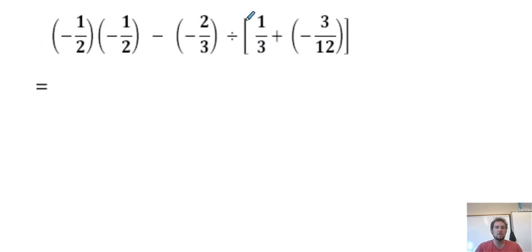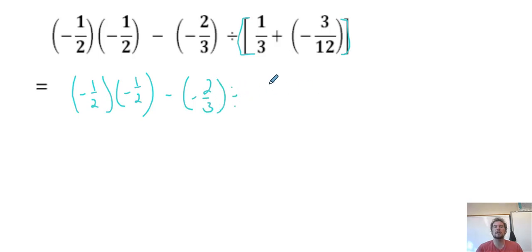So then as I go through, I say, oh, okay, well, here's a set of brackets right here. What that's telling me to do is whatever is inside this bracket first before I do any of this other stuff over here, right? So I'm going to rewrite the whole question. -1/2 multiplied by -1/2. And again, no symbol here means that there is a multiplication, minus -2/3 divided by.